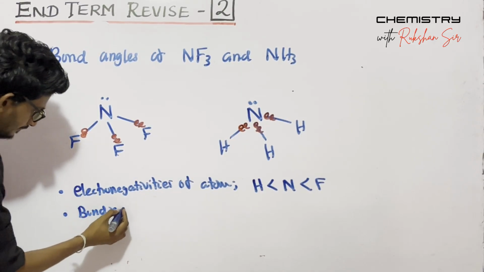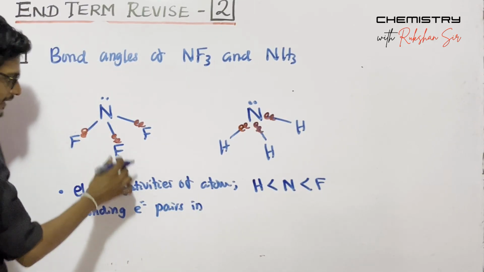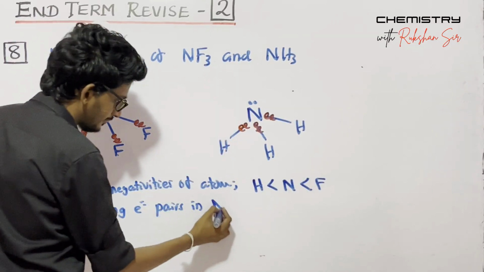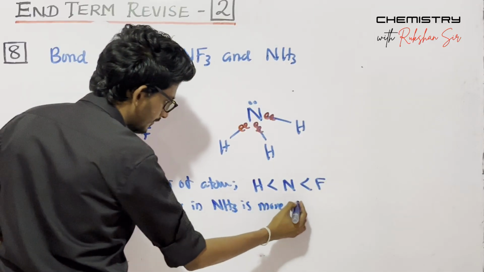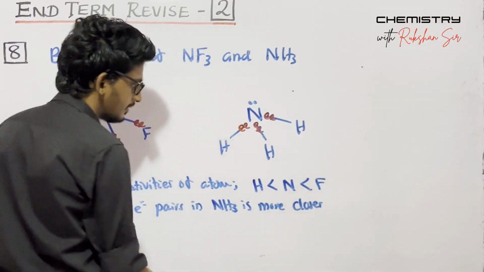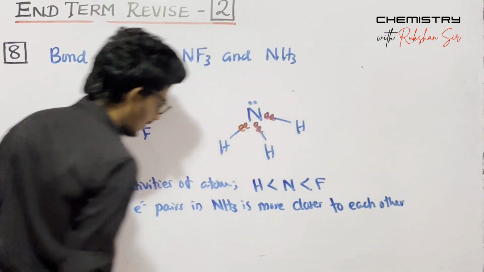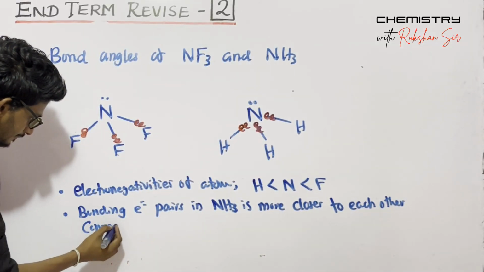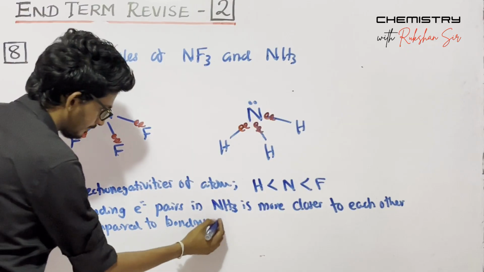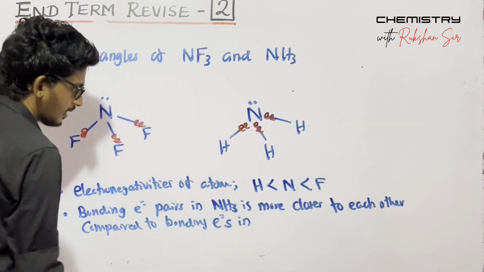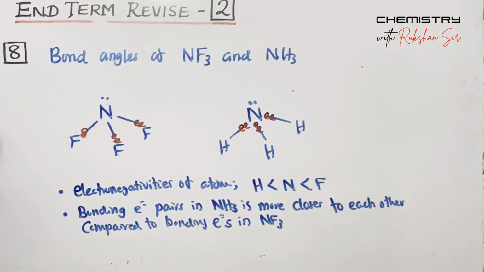that the bonding electron pairs in NH3 are closer to each other compared to the bonding electrons in NF3. You clearly see the situation, right?